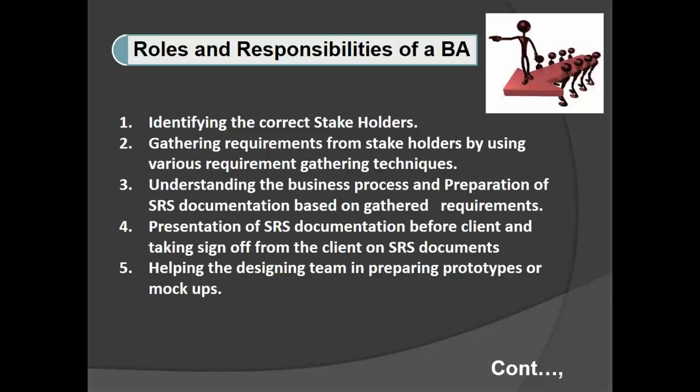Okay. So as a BA, our primary responsibility is, once you are assigned to a project, first you have to identify who are the correct stakeholders for that particular project. Okay. Then the second responsibility is gathering requirements from stakeholders by using various requirement gathering techniques. So once you identify correct stakeholders, we are going to gather requirements from those stakeholders.